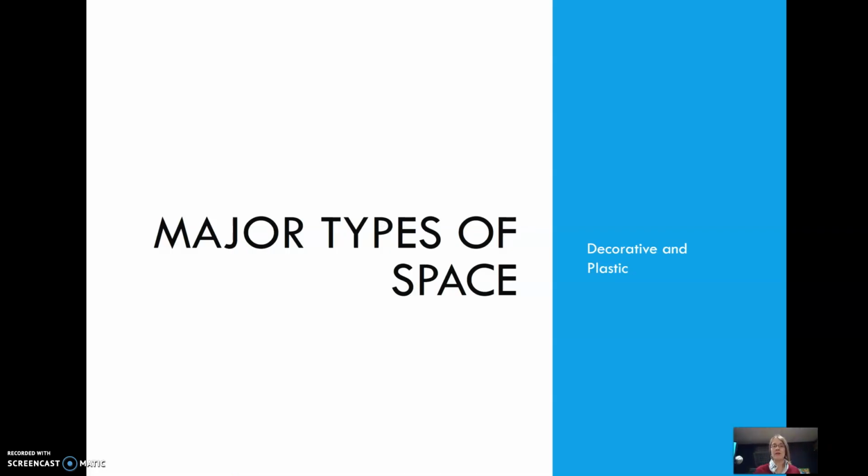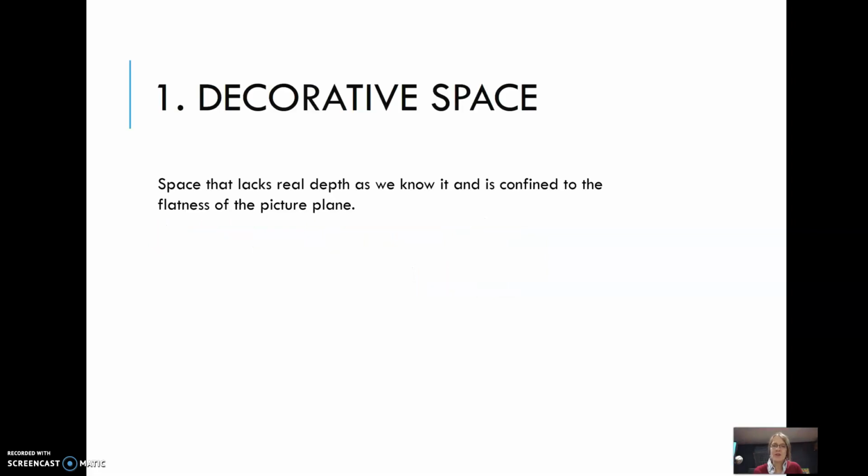So we're going to talk about the major types of space, okay? There's two basic major types of space. One is decorative and one is called plastic. All right, now I'm throwing some words at you. We're not talking about plastic made from the byproducts of the petroleum industry, like a red Dixie cup or a straw, a plastic straw. It's the word plastic is used differently in art.